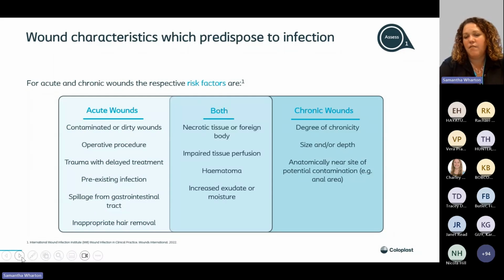And the size and the depth: if you've got a really large wound that's down to bone, it's going to take a long time to heal, and you are going to be more susceptible to infection. And when you're looking at both acute and chronic wounds, if there's necrotic tissue or a foreign body present, that's going to make it more susceptible to infection. Hematomas that aren't managed quickly and effectively, when you have that large area of congealed blood underneath the skin, again, can be a route for infection.